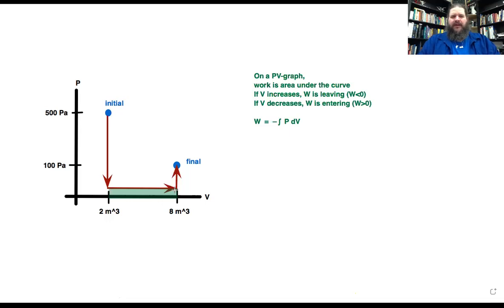The overall idea I'm trying to get at here, though, is that the amount of work depends not on the initial and final conditions at all, but on the path taken. By taking a different path, like if we took, let's say, this path, we still have the same initial and final values, but because we're enclosing so much more area, we'd be doing a lot of work, or rather we'd be getting a lot of work out of it because this is work leaving the system. Any questions on work so far?